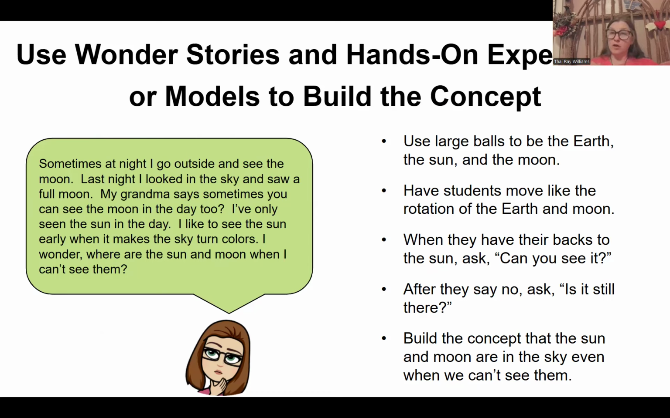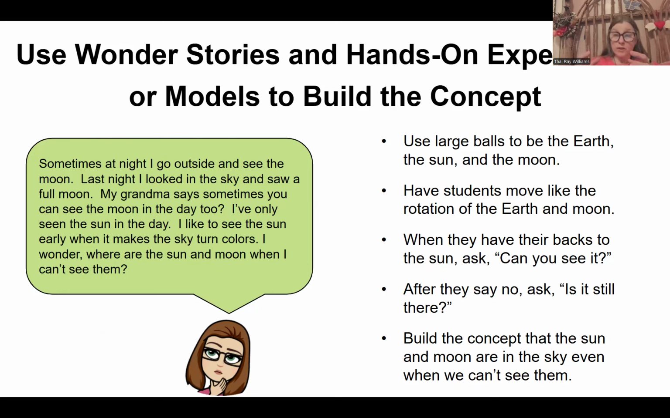And this is how these help build that concept. And that's what I want you to focus on right now, not just the experiment or the model, but how does it build the concept that when you can't see the moon and the sun, they still exist. So you might use large balls, and each one of them stands for something different, and you would want to size them differently. This is the earth, this is the sun, this is the moon.